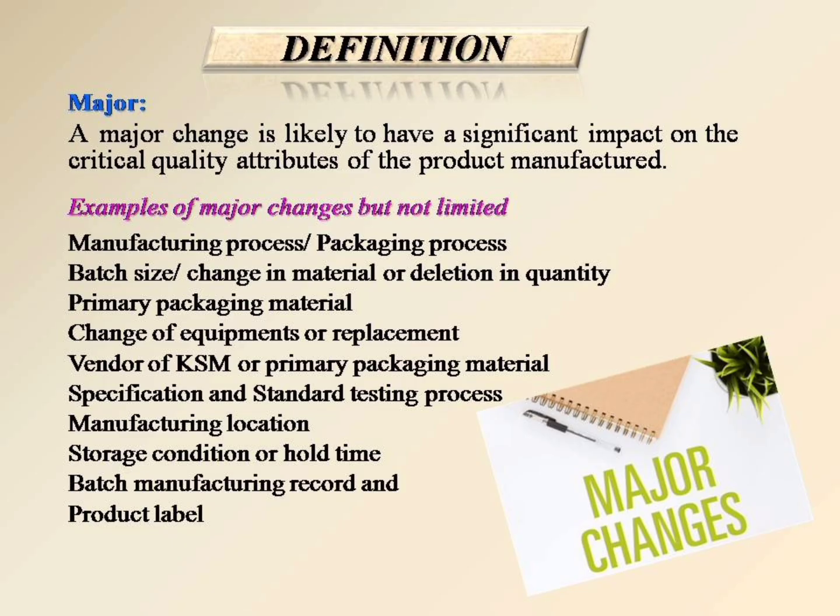Coming to the major change, a major change is likely to have a significant impact on the critical quality attributes of the product manufactured. Examples of major changes, but not limited to: manufacturing process, packaging process, batch size, change in material or deletion in quantity, primary packaging material, change of equipment or replacement, vendor of KSM or primary packaging material, specification and standard testing process, manufacturing location, storage condition or hold time, batch manufacturing record and product label.